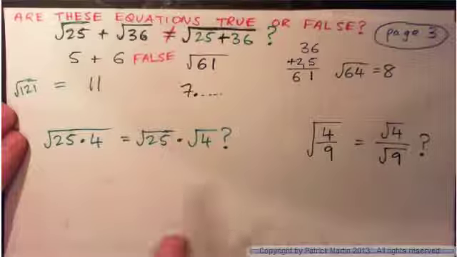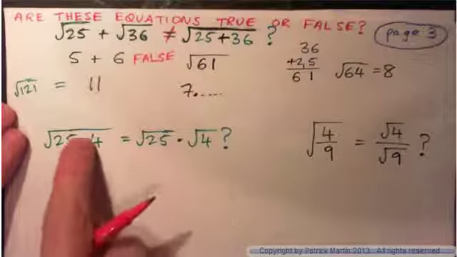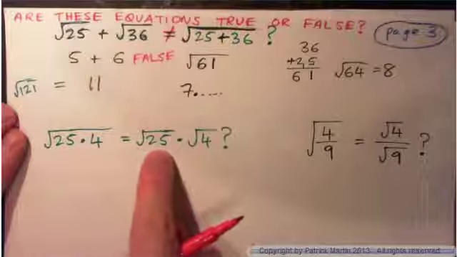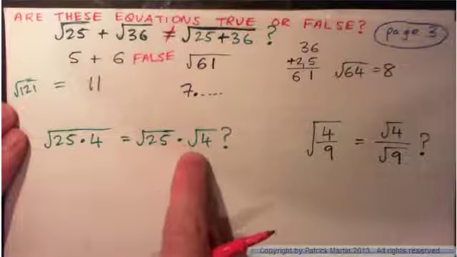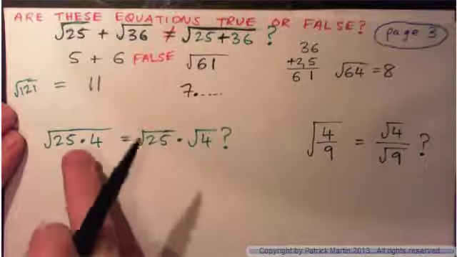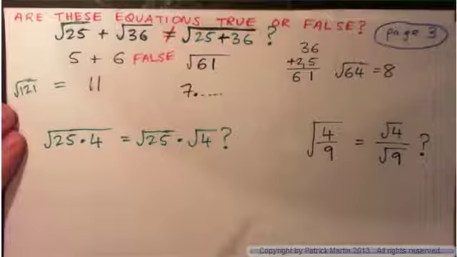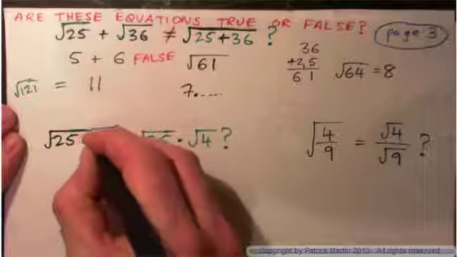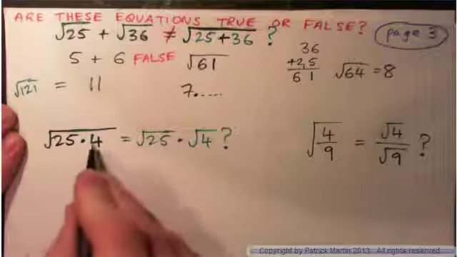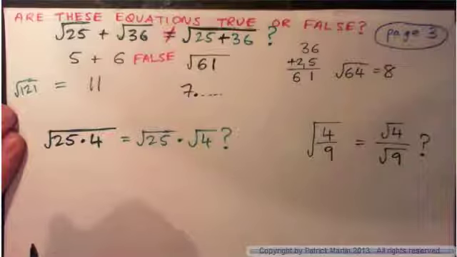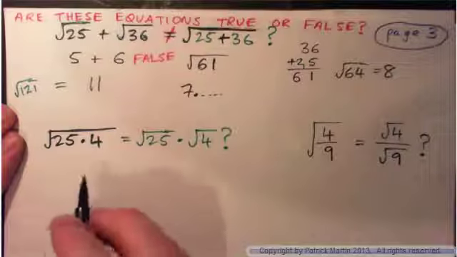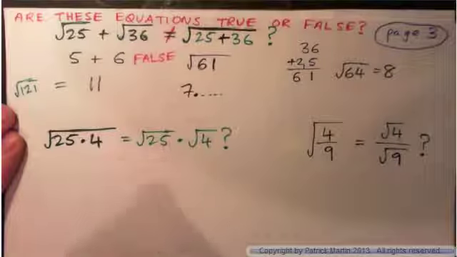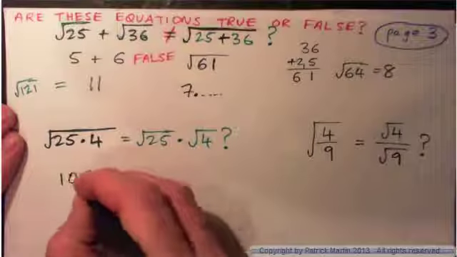Okay, all right. Now let's check this one. Is root of 25 times 4 equal to the square root of 25 multiplied by the square root of 4? So we'll calculate the left-hand side, then calculate the right and see if they're both the same. So to do the left-hand side, we've got 25 times 4 inside of a root. So if I multiply 25 times 4, what do I get? What's 25 times 4? We should know this off the top of our heads. Think about cents in a dollar. Quarters in a dollar. It's 100, isn't it?